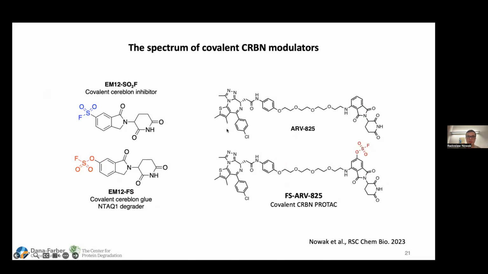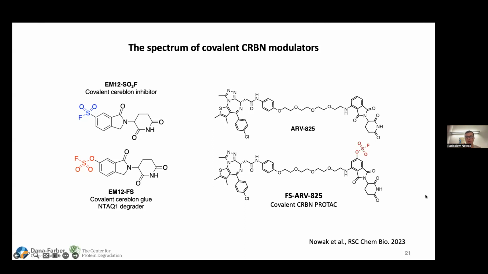So on that note, what we are able to effectively show is a whole spectrum of covalent cereblon modulators. So we have the covalent cereblon inhibitor, and I realize I think I have mixed up the slides in the very beginning, so please excuse me for this. It's the sulfonyl fluoride molecule that happens to be the covalent cereblon inhibitor, and then the fluorosulfate happens to be the NTAC1 molecular glue degrader.